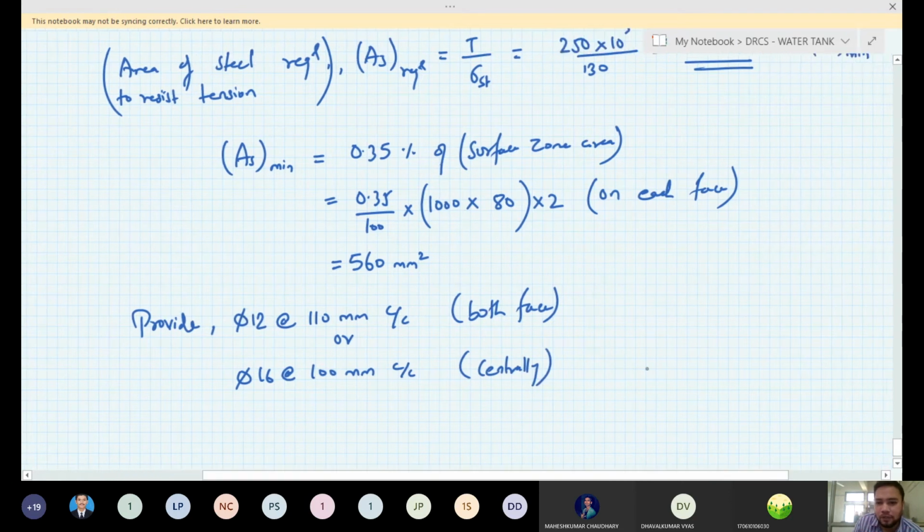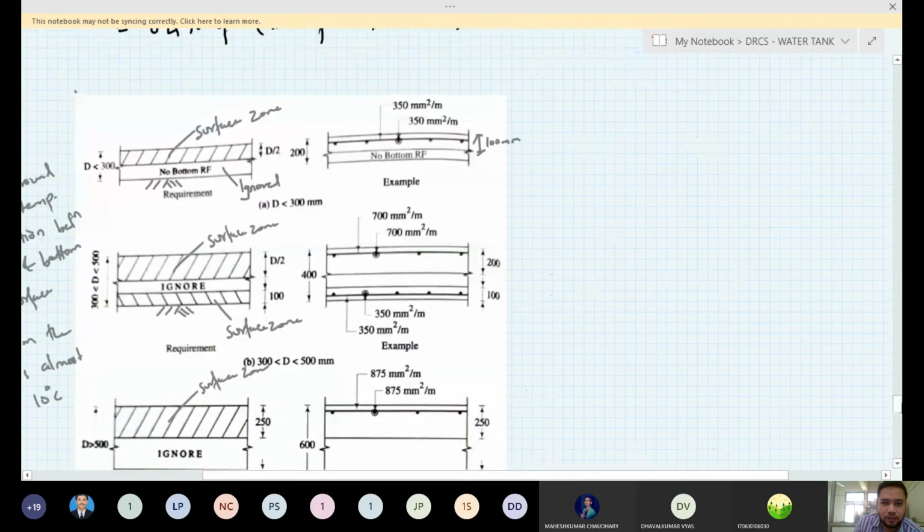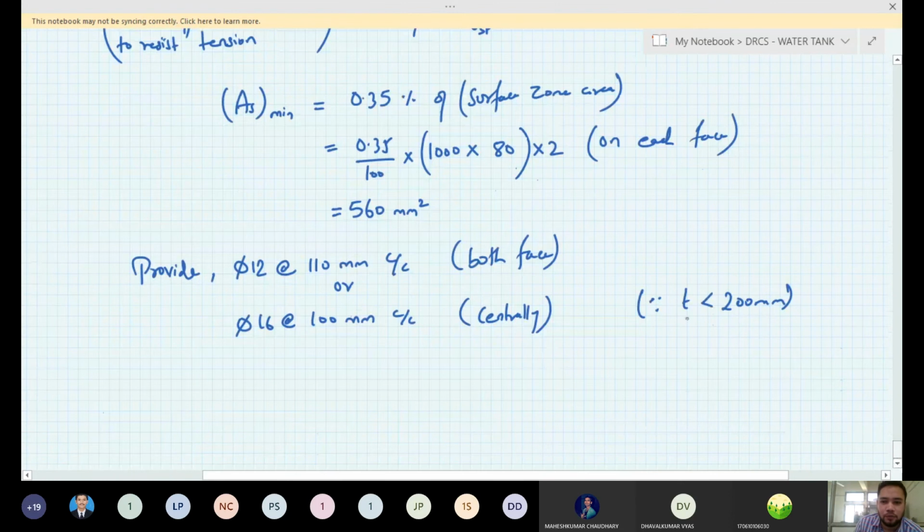Because our thickness is less than 200 mm, we can provide the reinforcement in single layer also. If the clause we have just discussed, if the thickness of the member is less than 200 mm, we can provide the reinforcement in single layer.